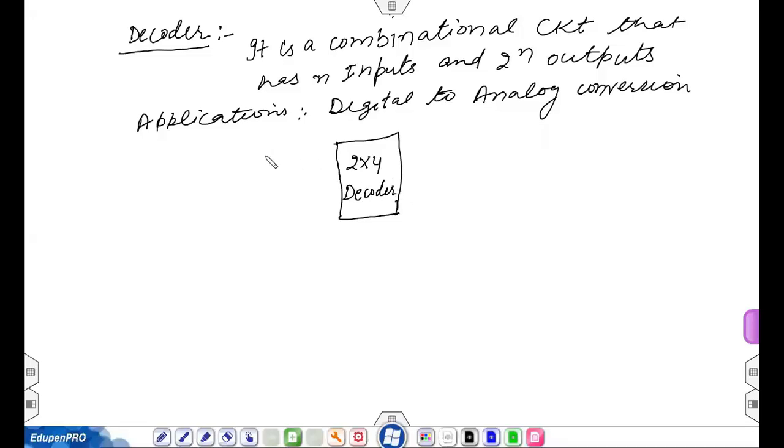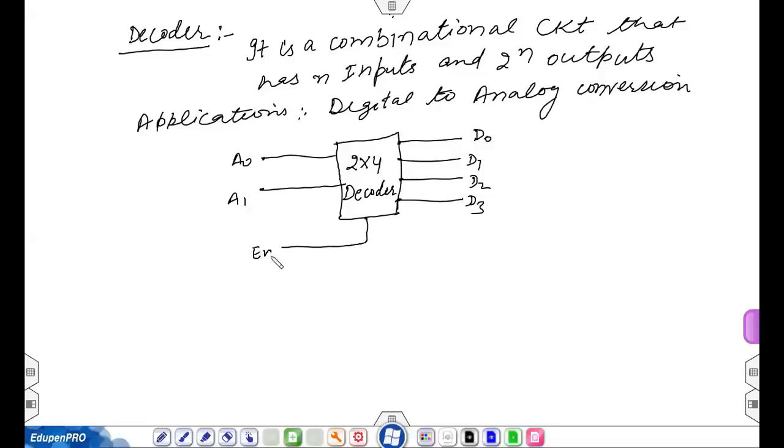What is the meaning of a 2 to 4 decoder? It means it has 2 inputs and 4 outputs. Suppose I write the outputs as D0, D1, D2, D3, any variable you can take, and one more variable is enable, or you can take the variable E. In a 2 to 4 decoder, I have 2 inputs and 4 outputs. Similarly, for 3 to 8, if you have n inputs, you may have 2 raised to power n outputs, and then this decoder will be used for binary to octal conversion.